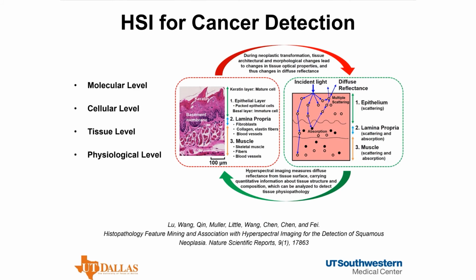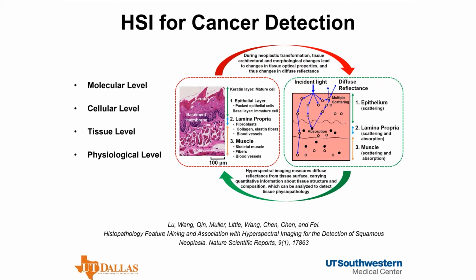So what is the premise of using hyperspectral imaging for cancer detection, for example? During the neoplastic transformation, tissue architecture and morphologic change lead to a change in tissue optical properties and lead to a change in diffuse reflectance. So hyperspectral imaging measures the diffuse reflectance from the tissue surface, carrying quantitative information about the tissue structure and composition, which can be analyzed to detect tissue physiopathology.